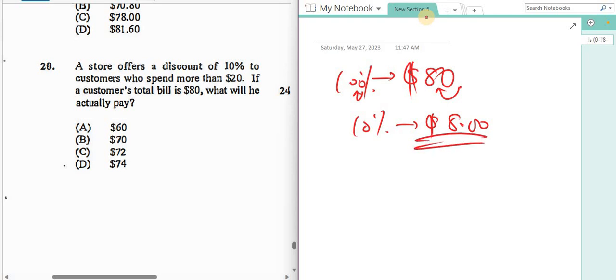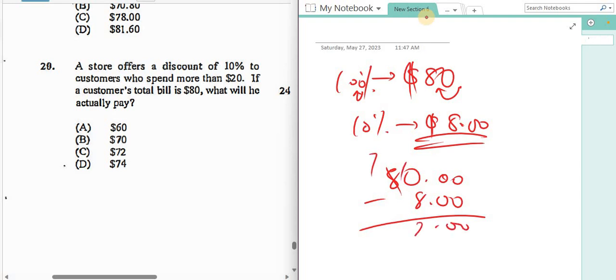Now in this question, is that the amount he spent though? No. He pays what? $80, less or more than 80? Is he gonna pay less? It's a discount. So we have to subtract, right? So subtract the $8. What's 80 minus 8? You can say borrow 1, get a 10. You're gonna get 72.